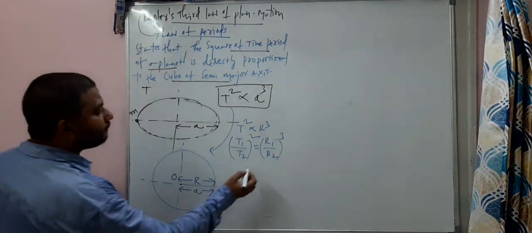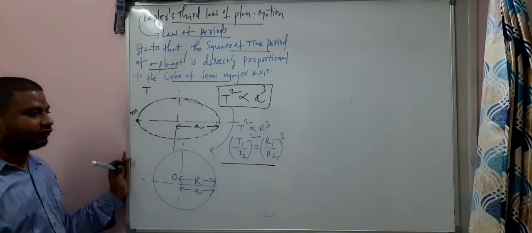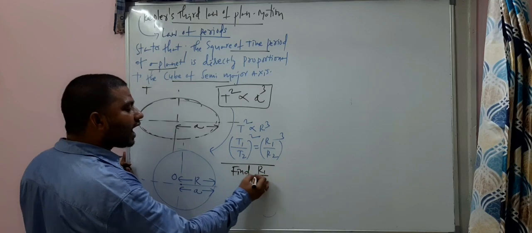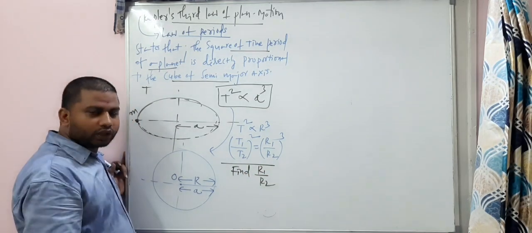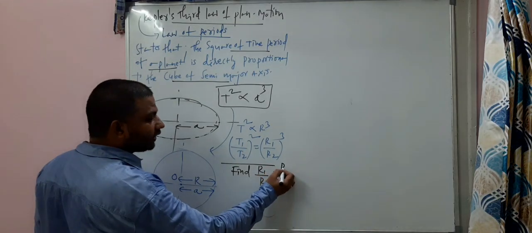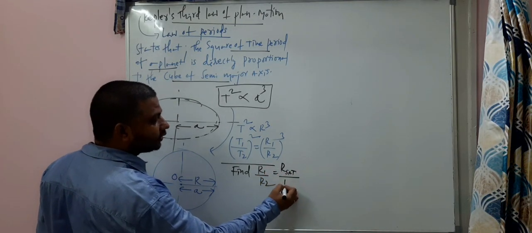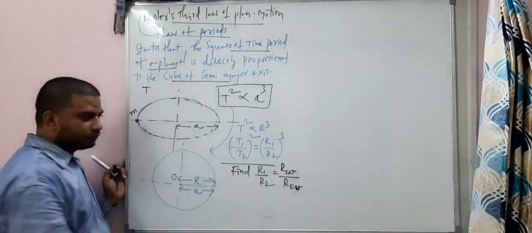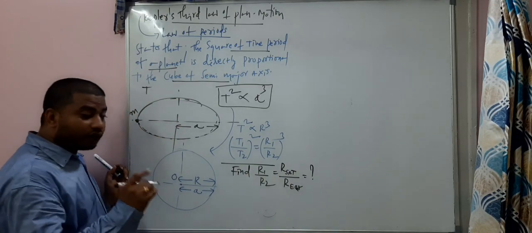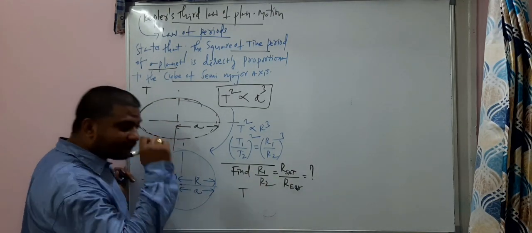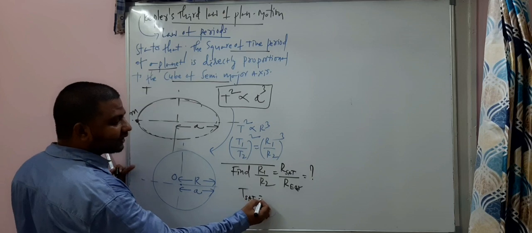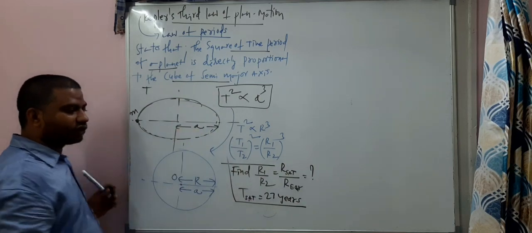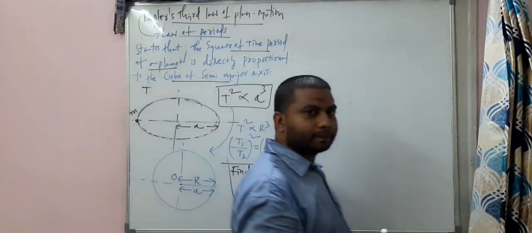Okay. Now, based on this, what kind of questions will be asked? Let's see. The question is, find R1 by R2. What is this R1 by R2? The radius of the planet Saturn to the radius of the planet Earth. Simple. And the data they have given is the time period of Saturn is 27 years. Simple. I hope you understand the question. It's a simple question.